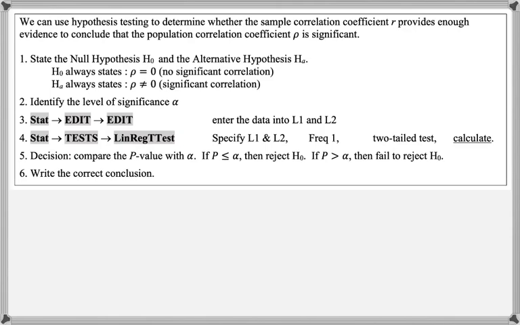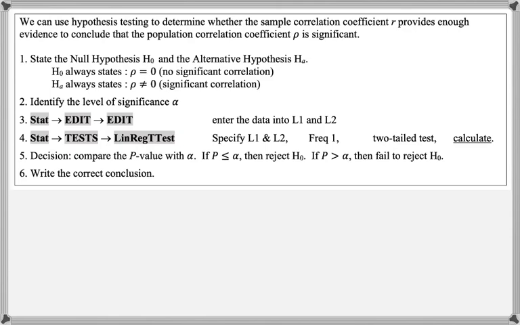Now, the null hypothesis always states that Rho is equal to 0, so no significant correlation. The alternative hypothesis always states that Rho is not equal to 0, meaning there's significant correlation.